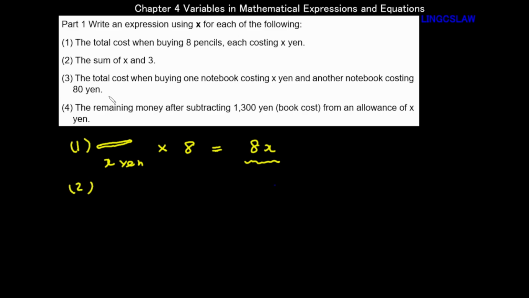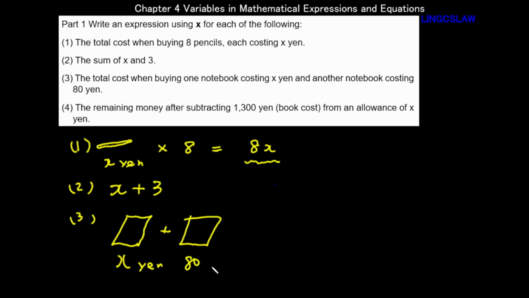Number 2. The sum of x and 3. So you can add x to 3, x and 3, x plus 3. Number 3. The total cost when buying one notebook costing x yen and another costing 80 yen. Okay, a notebook is x yen, and another one is 80 yen, equals x plus 80. Okay.